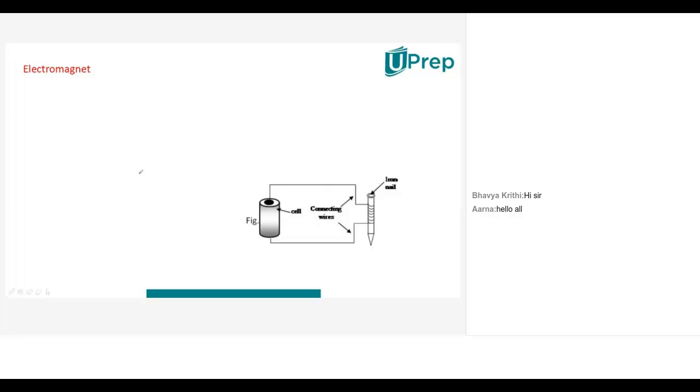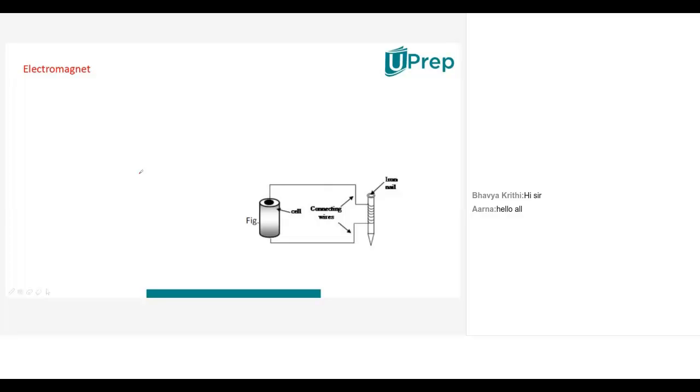Sir, the iron nail will act as a conductor. Iron is a bit of a conductor. Copper wire is also a bit of a conductor. So current flows through the iron nail. When current flows through the iron nail or through that copper wire which is wound around it, the iron nail will behave like a magnet. It will get magnetized. That means magnetic properties will be created in that iron nail.